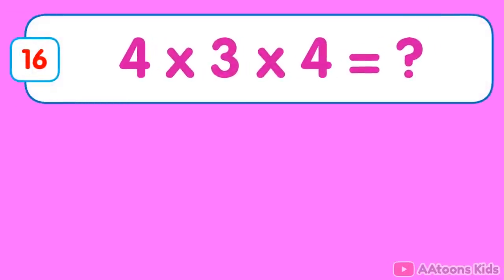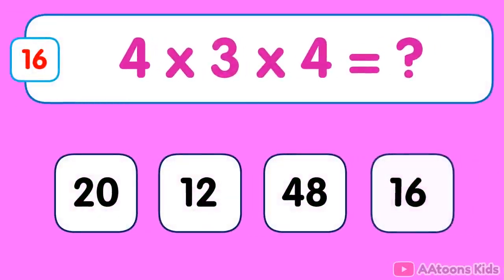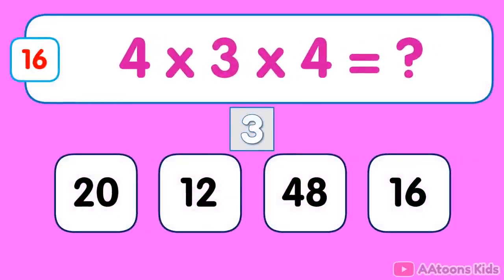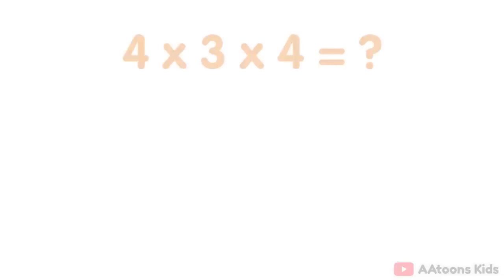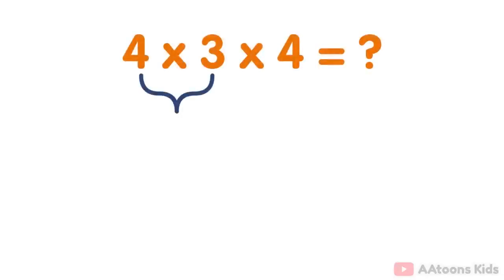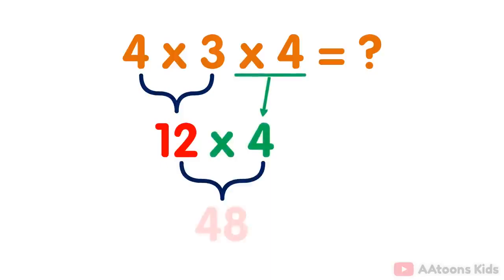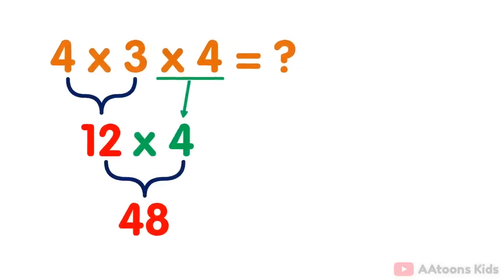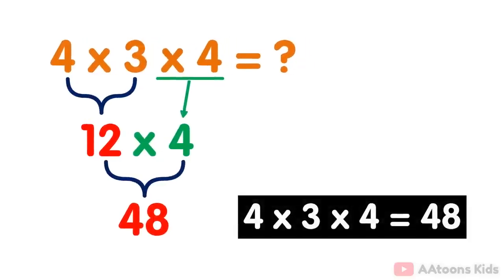4 multiplied by 3 multiplied by 4. 48. Simply multiply the numbers 4 and 3, which equals 12. Then you multiply the result 12 by 4. You will get 48. Therefore, the answer to 4 multiplied by 3 multiplied by 4 is 48.